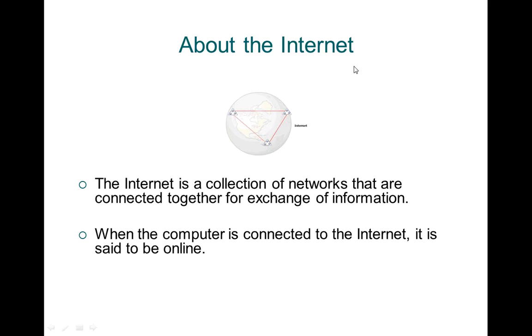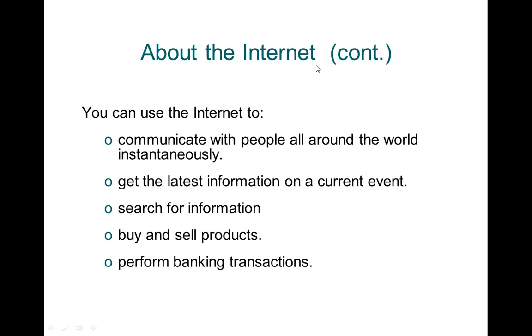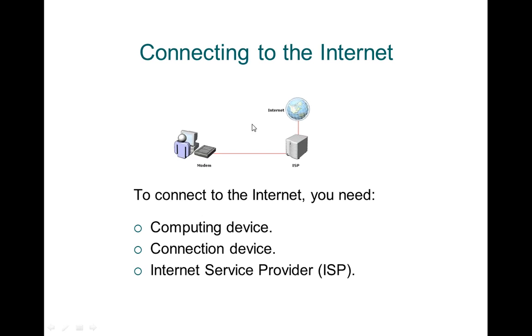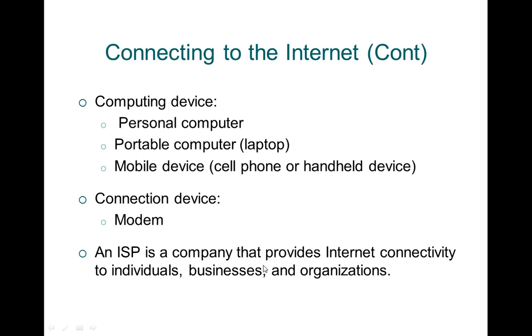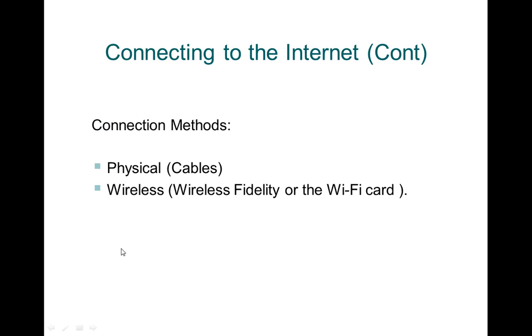Then we have talked about what is internet. This is a diagram for the internet. We also talked about the usage of internet, how to connect to the internet. These are the devices that are needed whenever we are connected to the internet, like computing device, connection device, and the ISP. This is the communicating device, this is the connection device, and this is the ISP.